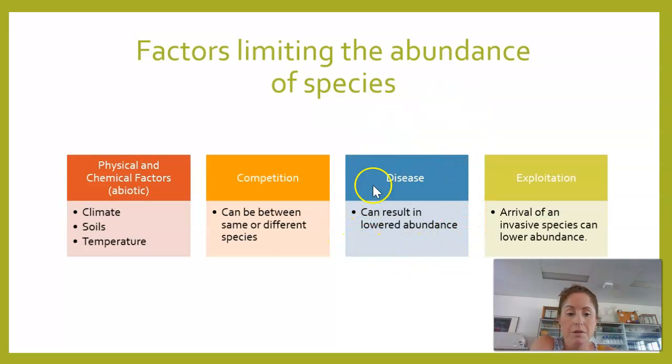Disease can obviously lower abundance if there's a spread of a disease. And then exploitation, such as an invasive species comes in and creates a pressure on a species, that could lower their abundance as well. And so some of these are density dependent limiting factors and some are density independent. Density independent would be more of these and maybe the exploitation, although that could be density dependent as well. And then these would be density dependent.